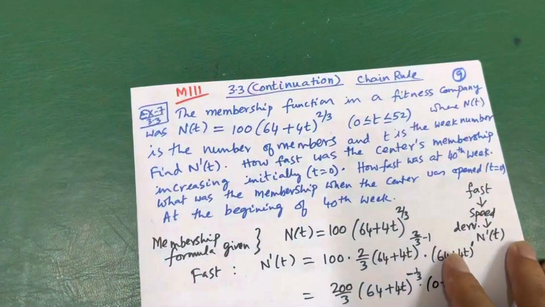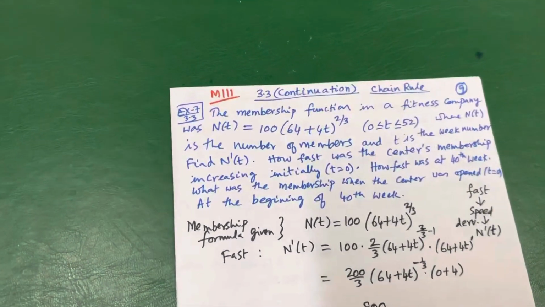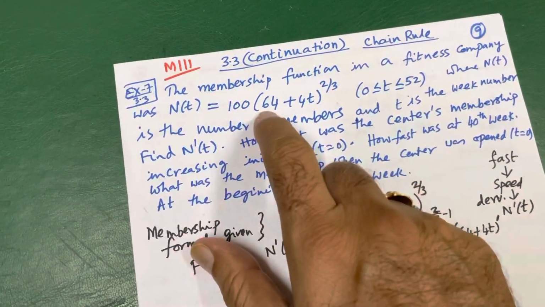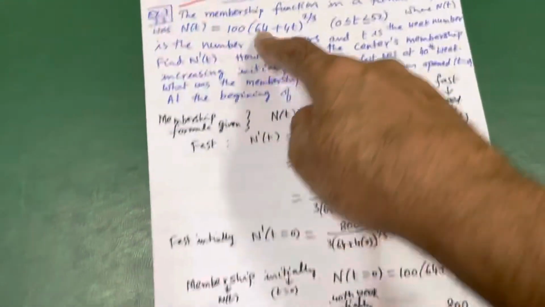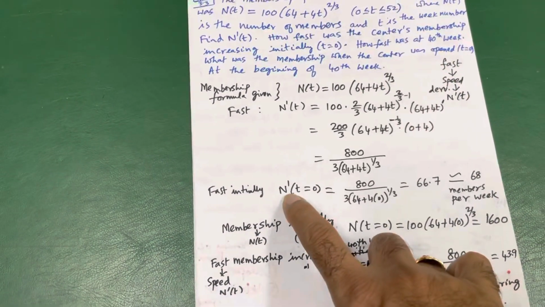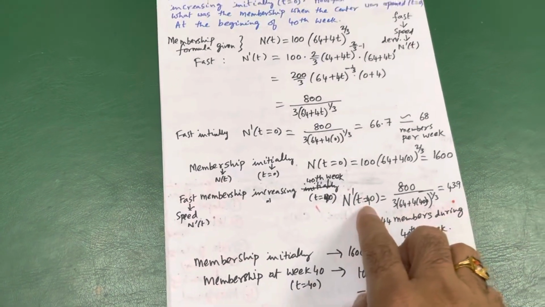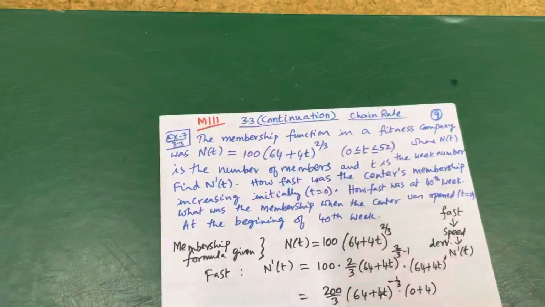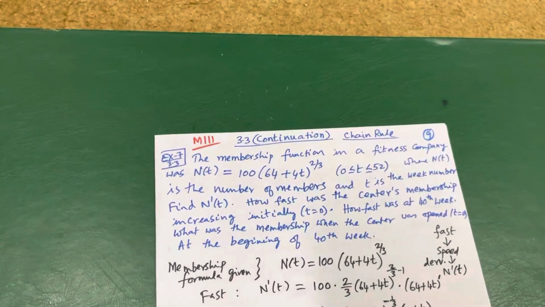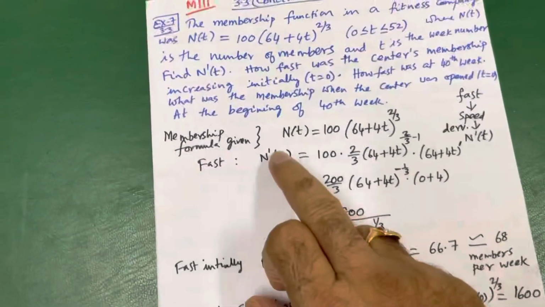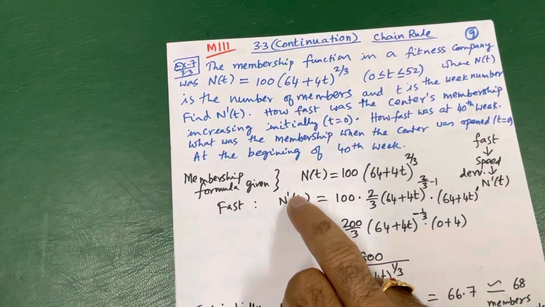Now let us see the chain rule continuation. I told you already, the problems are just, they will give you some function. You have to find the derivative and put the value. That's all. But what you have to do is, while finding out the derivative, you have to use the appropriate formula.